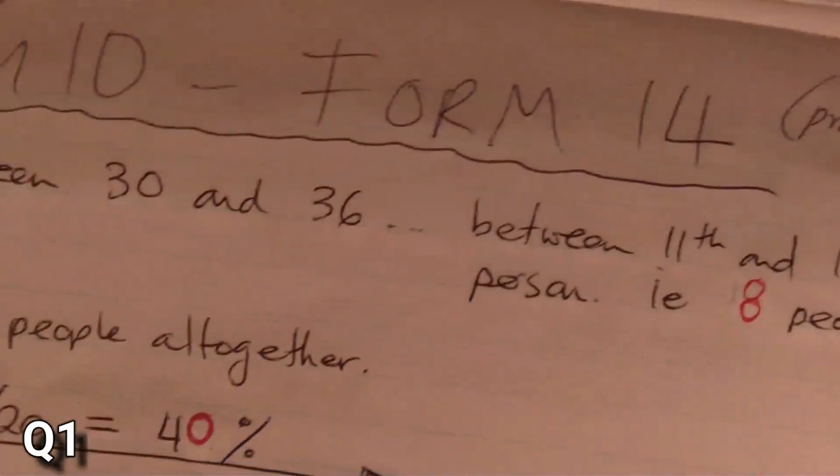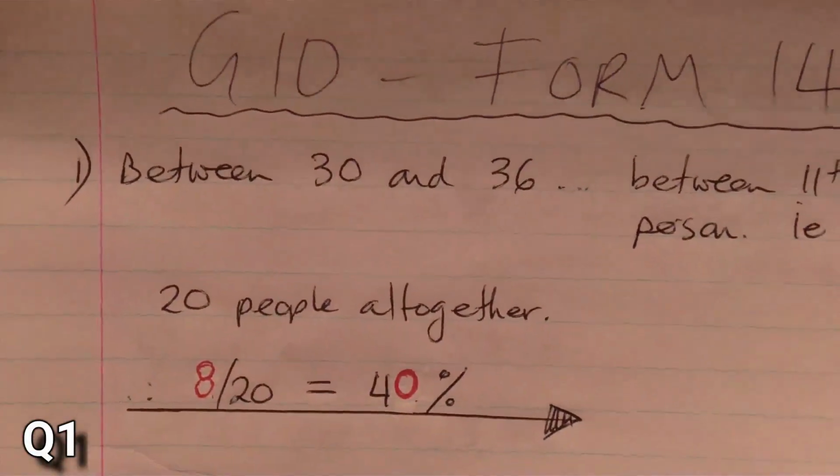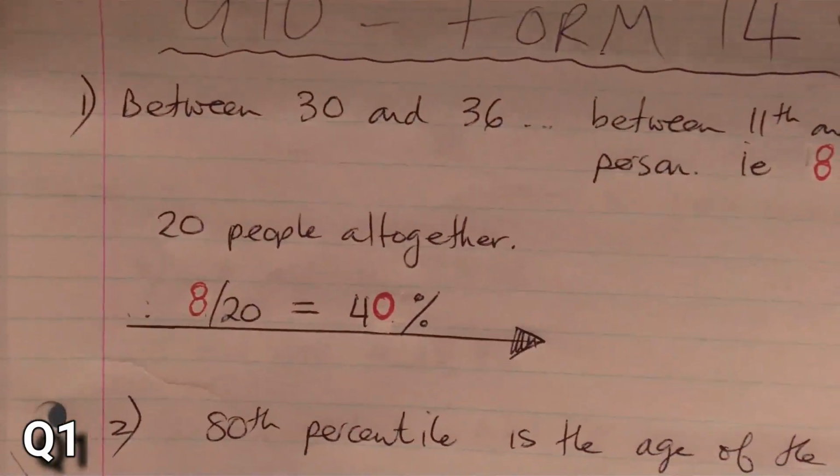So 8 out of the total of 20 people is 40%. There's the answer.